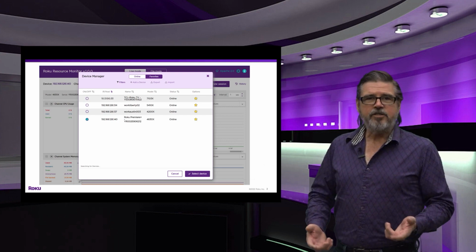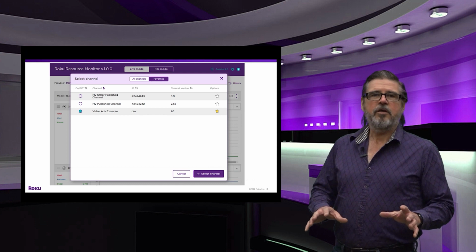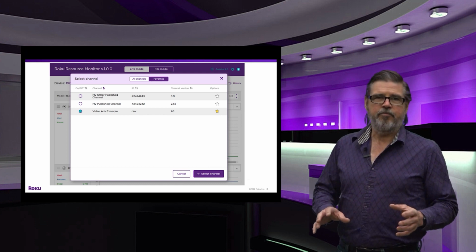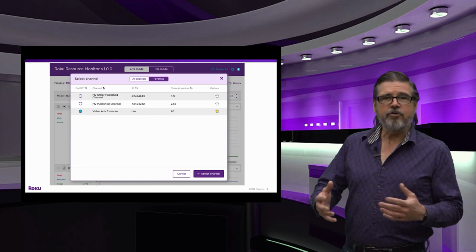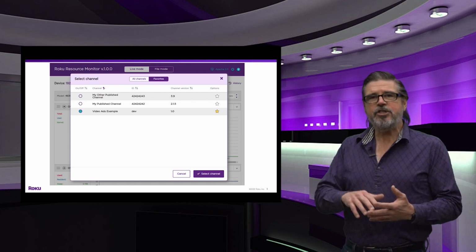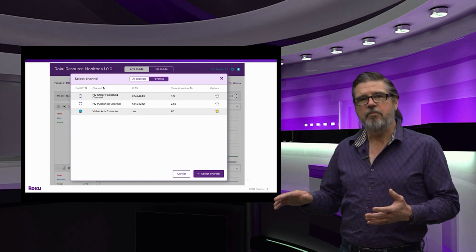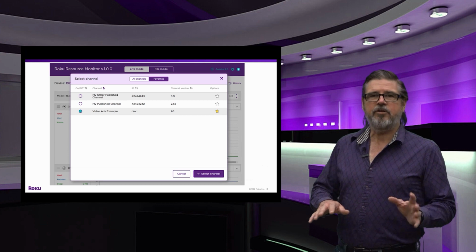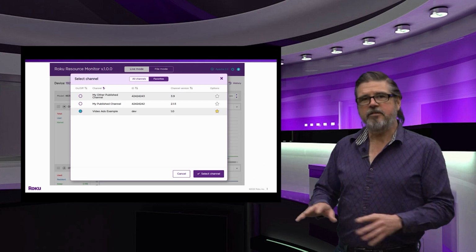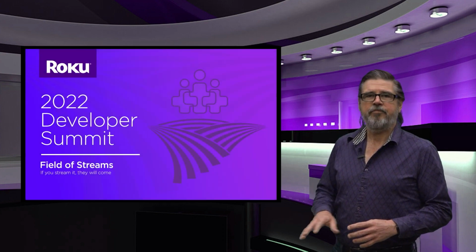Once you select a device, you will be shown the list of channels installed on that device that can be monitored. Of course, a channel developer can monitor the side-loaded channel. Additionally, a channel from the channel store can be monitored if the device is keyed with a developer ID and the channel is signed with that same key.